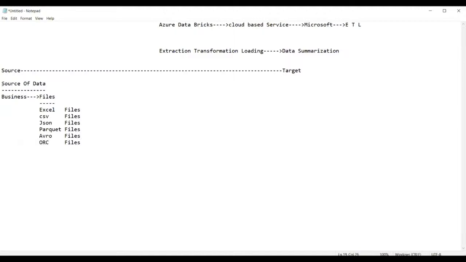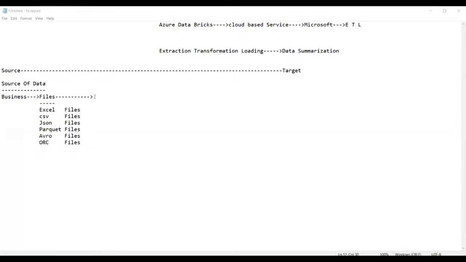That means we get the data ultimately from the business, and this data will be recorded in the form of files: Excel files, comma separated value files, JSON files, Parquet files, Avro files, ORC files. Anyways, don't worry about the files. Once we get into the subject, I will explain each and every file. So this is the data we get, from these files.